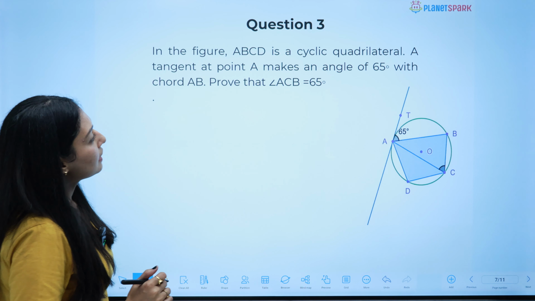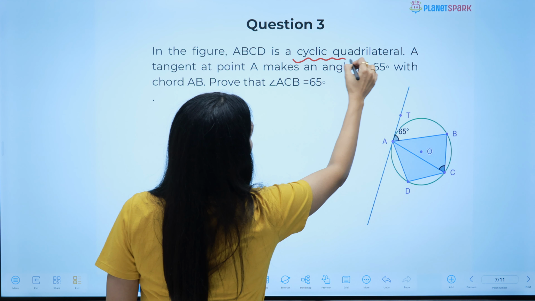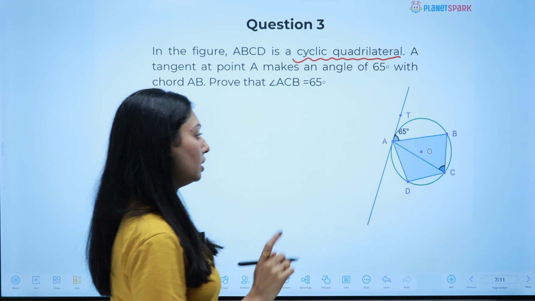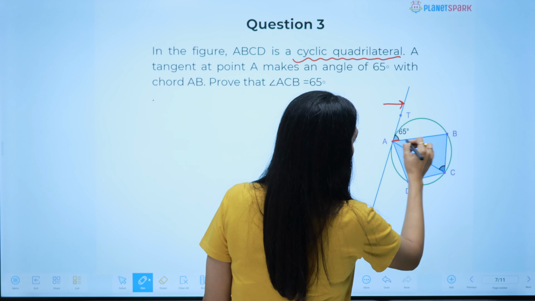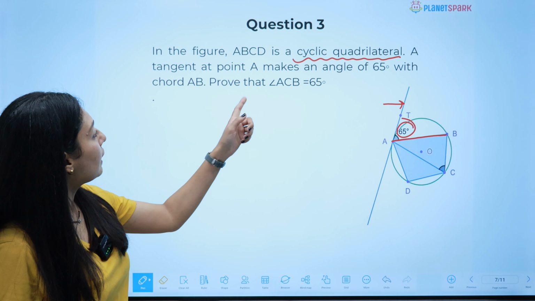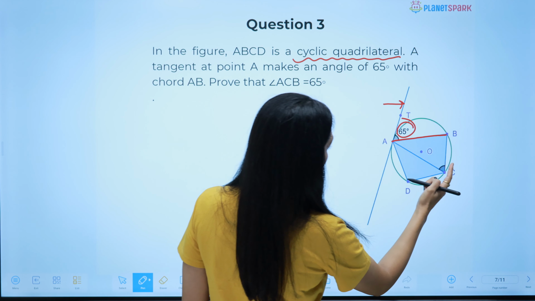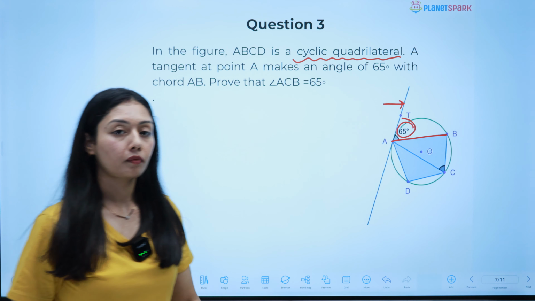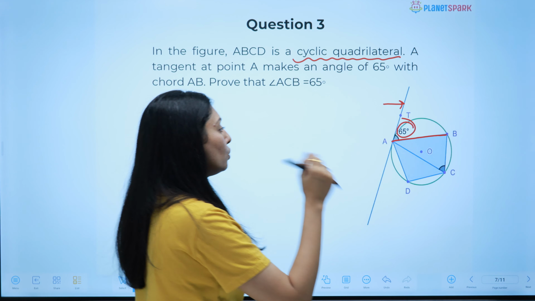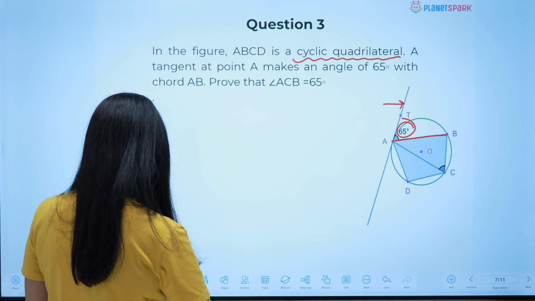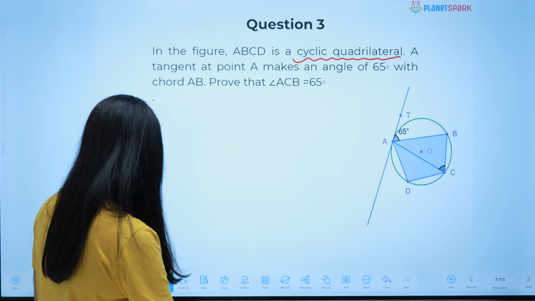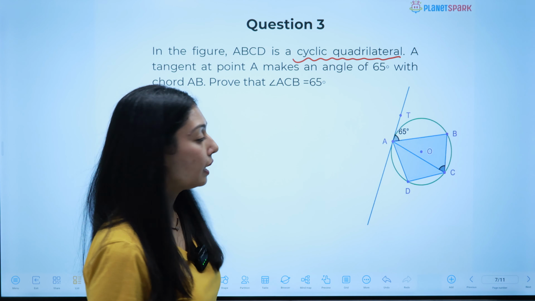In the figure, ABCD is a cyclic quadrilateral. Okay, again a cyclic quadrilateral. A tangent at a point A makes an angle of 65 with the chord AB. Okay, between tangent and chord, the angle is given to be 65. Alright. Prove that angle ACB is 65. ACB, this angle. Okay. It is a quadrilateral, so what? Don't get confused. We can still use the properties there. Okay, the theorem that we just did there. We just have to recognize the angles properly. Right everybody? Let's do that.